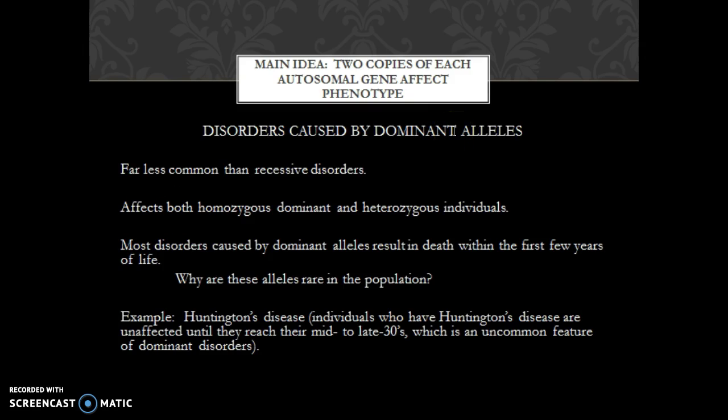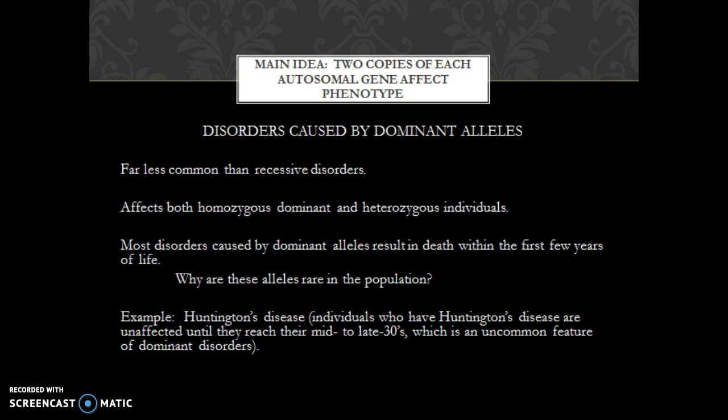And then we finished up 7.1 by looking at disorders caused by dominant alleles, discussing that these are much more rare in the population, because they tend to kill people at a relatively young age, typically ages 3 or 4, meaning that those individuals really don't have much opportunity to have children. One exempt disorder would be Huntington's, because this doesn't affect an individual until they're much later in their life cycle, so they probably would have had children by the time they're in their 30s.